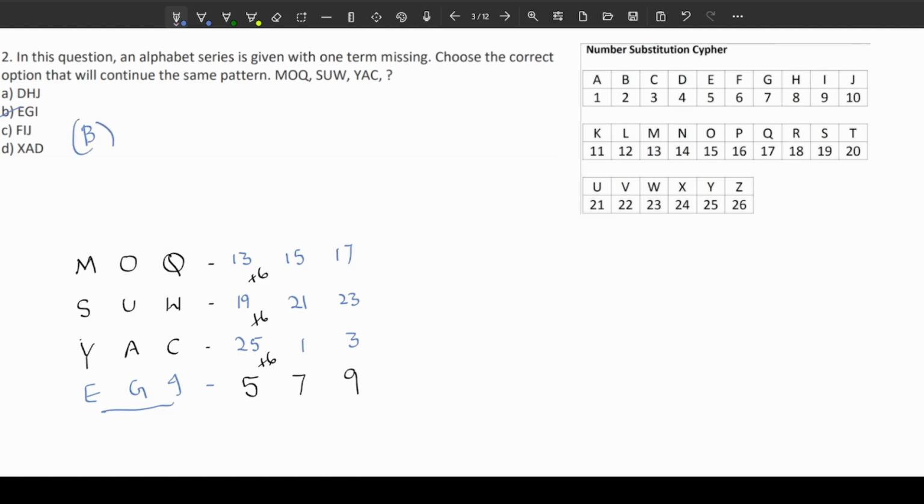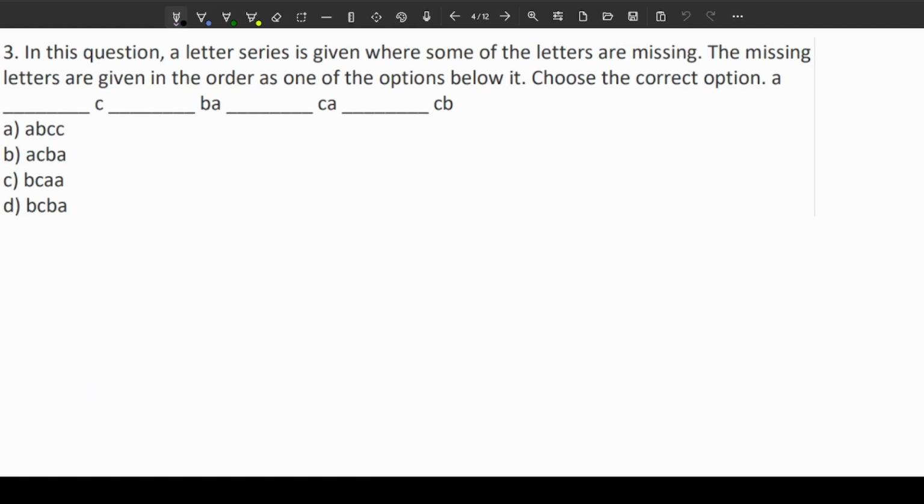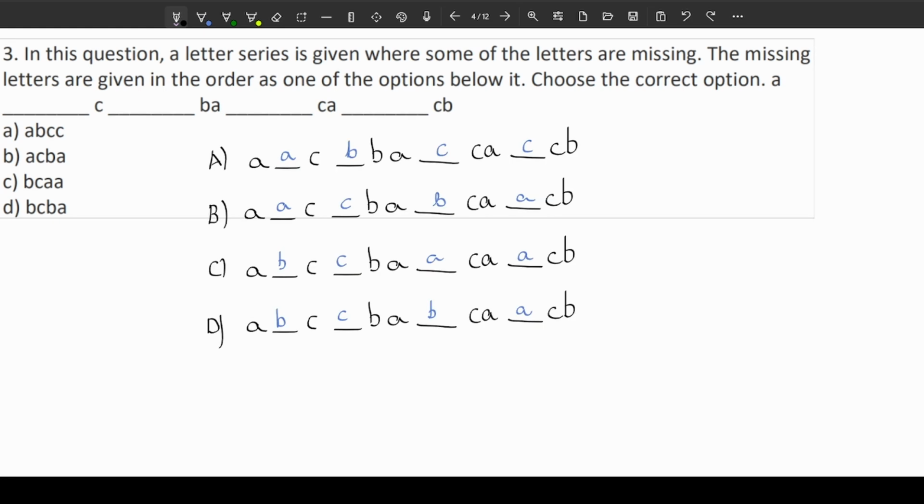Let's go to the next question. In this question, a letter series is given where some of the letters are missing and the missing letters are given in the order as one of the options below it. Choose the correct option. For this type of question, since it is hard to identify the series with blank spaces, I'll just fill in these options and see which are the missing letters. So in this manner, I have input all the options into the blank spaces for us to identify a pattern.